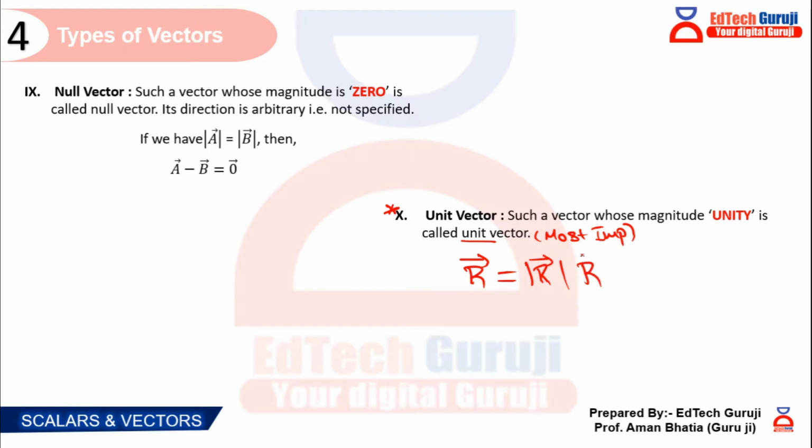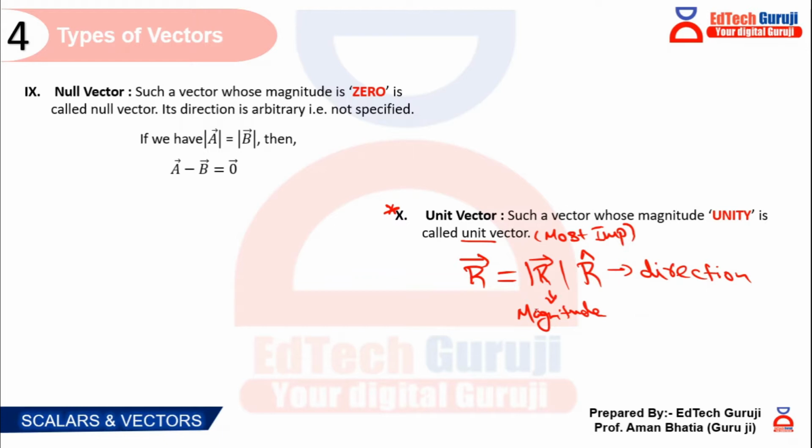So this is my unit vector with a cap. So no arrow now, there is a cap. This is giving me the direction and this is giving me the magnitude. This is my magnitude and this is my direction. So what is the importance of this?